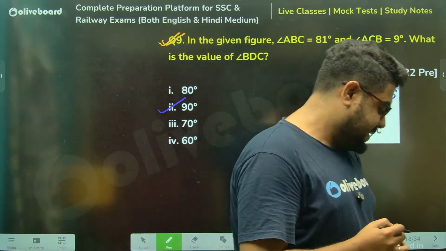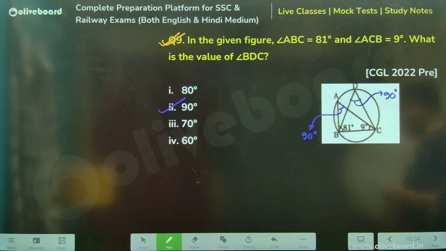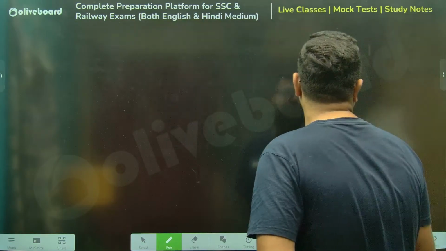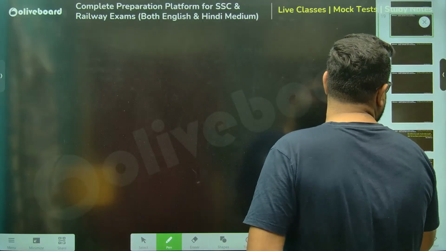It's a 10-second question, sir. Very, very simple. What they have done is intentionally made the diagram in such a way that it doesn't look like 90 degrees, to confuse you. That's all. Otherwise, there is nothing wrong with this question. Very, very simple. Sir, next one, please.